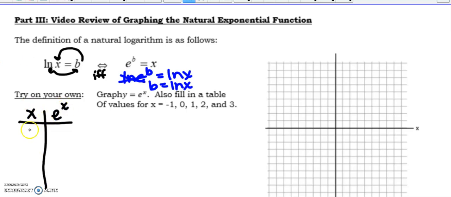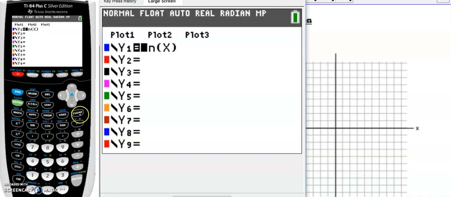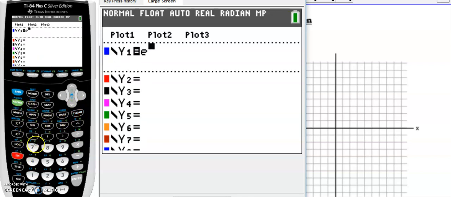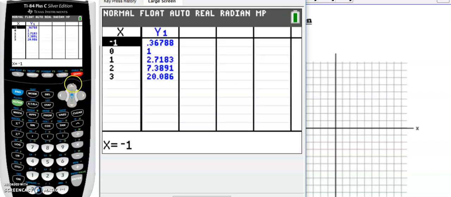So x, e to the x, -1, 0, 1, 2, 3. Well, I know anything to the 0 power is going to be 1. I know that e to the first power will be 2.718. And now I'm going to jump to my calculator to get the other values. So here's our y equals. No longer interested in natural log. I want its inverse, which is e to the x. I'm going to graph that one. And then I'm going to use my table feature. And if your table didn't save from last time, you can use this to type in, or you might have the auto-generated table, which is fine.